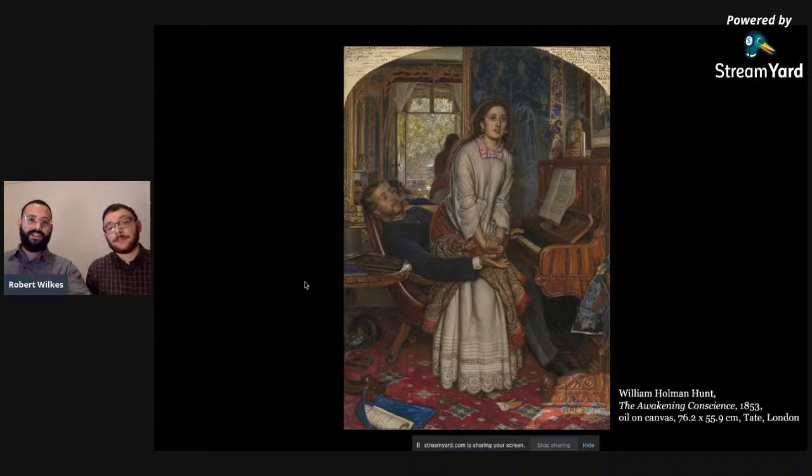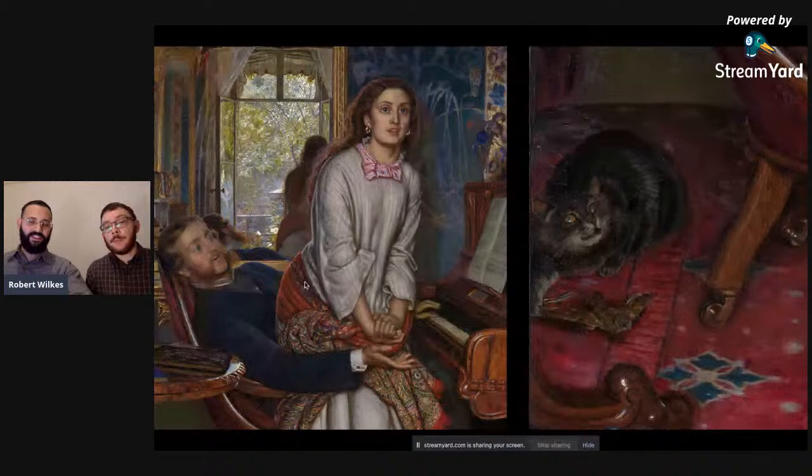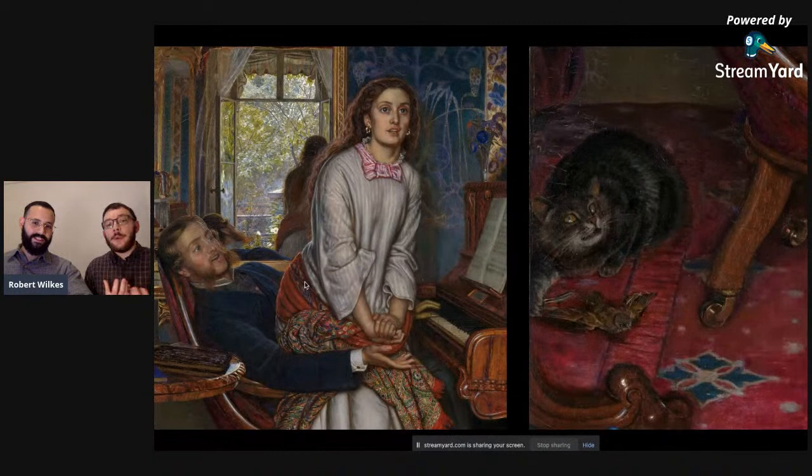So here are some nice details of the painting. And one thing the Pre-Raphaelites like to do is fill their paintings with very symbolic details. You could spend a long time looking through them to find all the kind of small moments of symbolism.